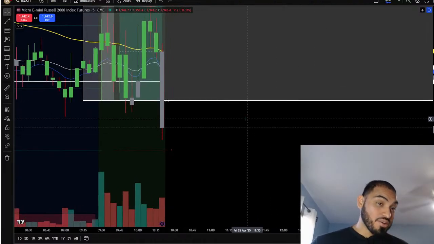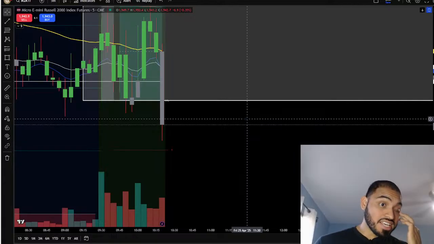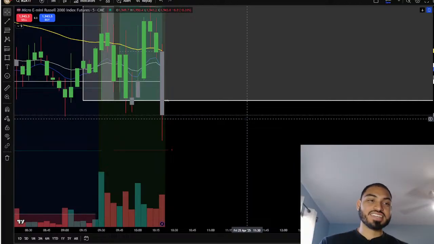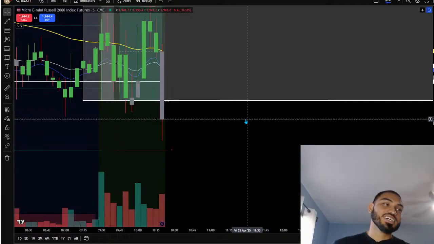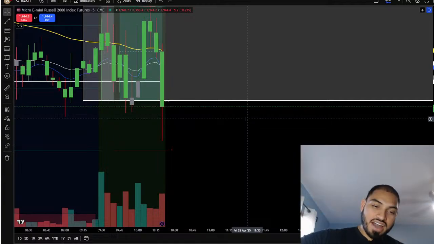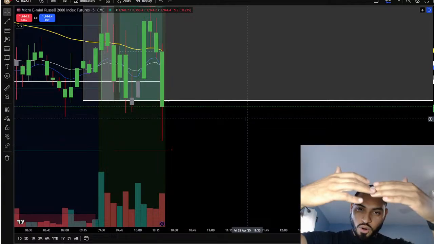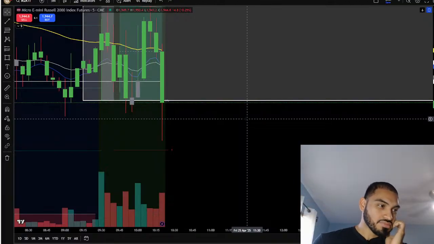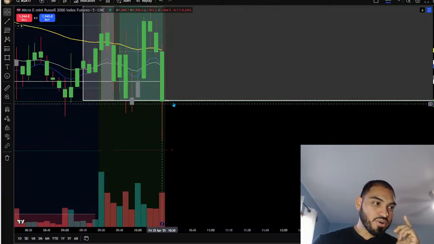Okay, so we have our breakout. So let's see if it can retest and hold on the orb. That's what I want to see, the same thing that I've been showing you guys. This is the exact thing that I want to see. Just simple: breakout, come back, hold, come back, enter. So let's see if it can hold on the orb.